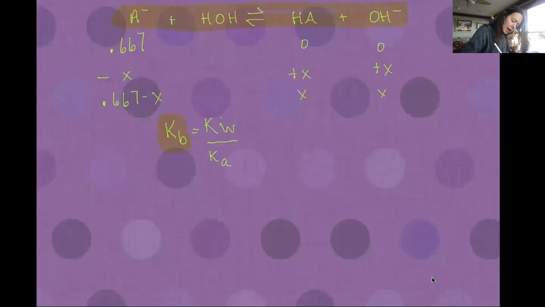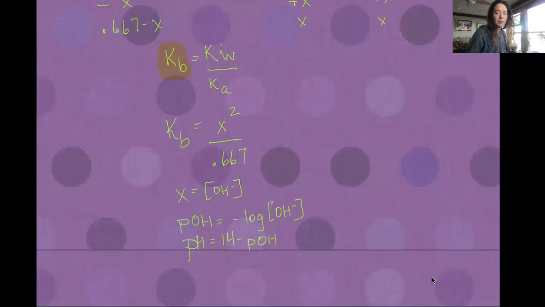We then can say that Kb is equal to x squared over 0.667. X is equal to hydroxide. pOH equals the negative log of the hydroxide. And the pH is equal to 14 minus the pOH.